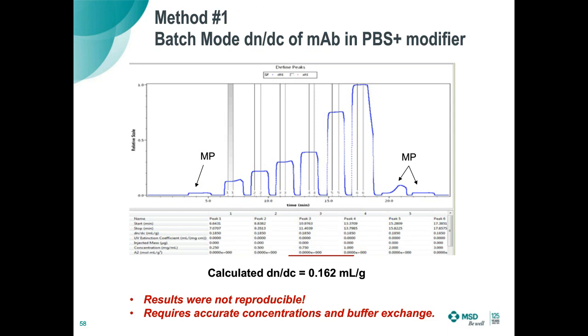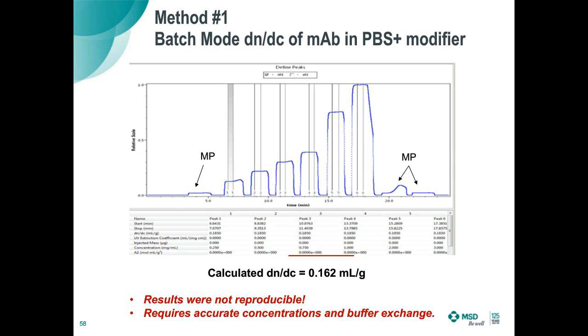So the first thing we wanted to do was take a batch mode measurement of the dN/dC, where you can prepare 5 or 6 different concentrations and inject them directly into the refractive index detector and look at the DRI. You can then fit a curve to that and calculate your dN/dC. Here we inject mobile phase as our controls, just to see the refractive index due to the mobile phase as it comes into contact with the mobile phase that's running. So here we got a calculated dN/dC of 0.162.